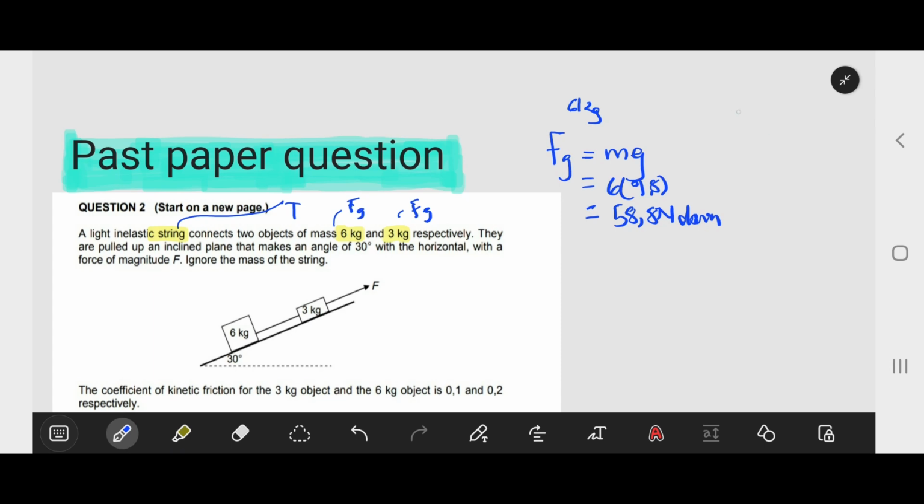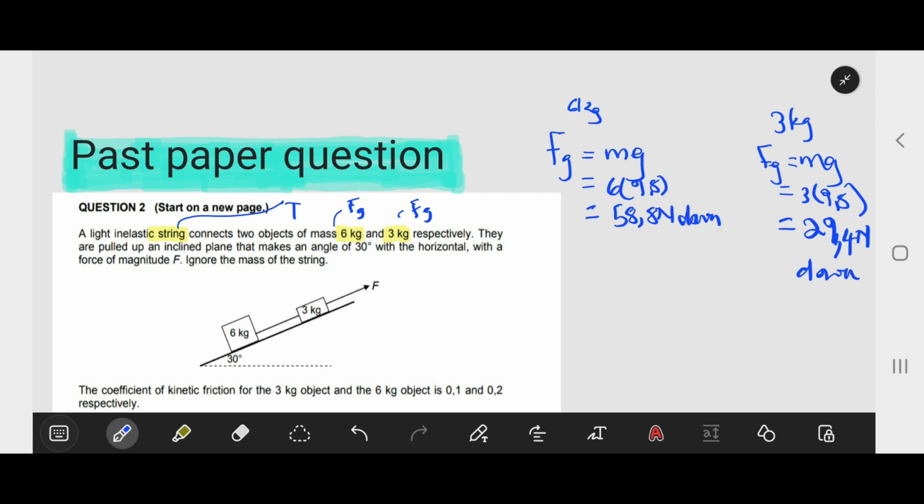Okay, so that is the magnitude and direction for Fg for the 6 kg, and we can also calculate Fg for the 3 kg, and that would be Fg equals to mg, the mass is 3 multiplied by 9.8, right? And that is 29.4 newtons downwards.